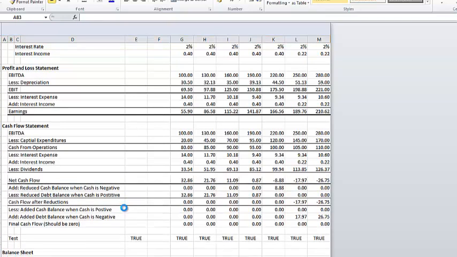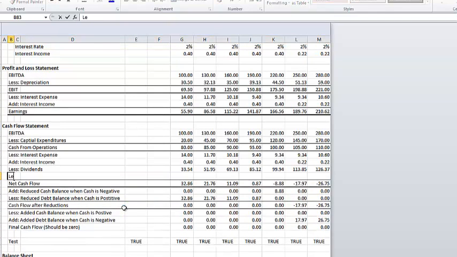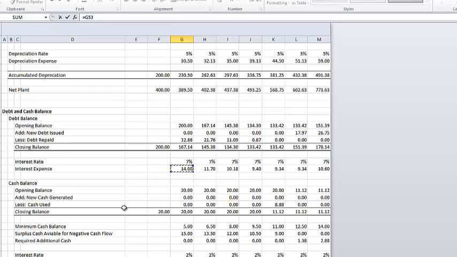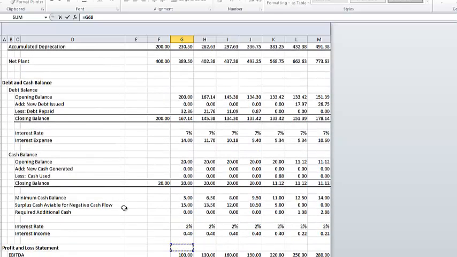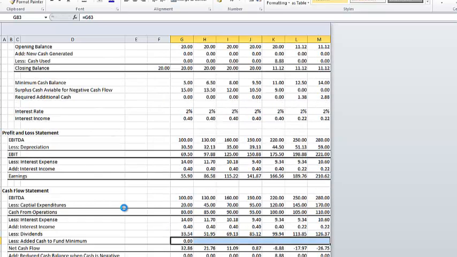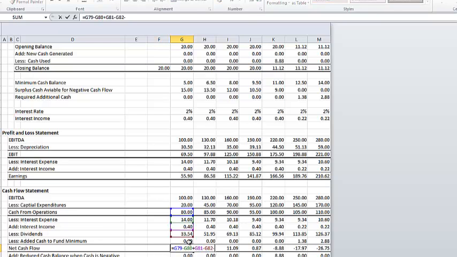and then we can simply go down below the dividends and say less added cash to fund minimum. So that just comes from upstairs. This time it comes from the minimum cash balance, and we better subtract this.